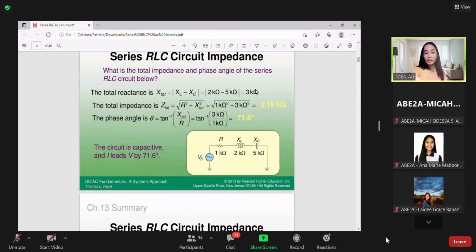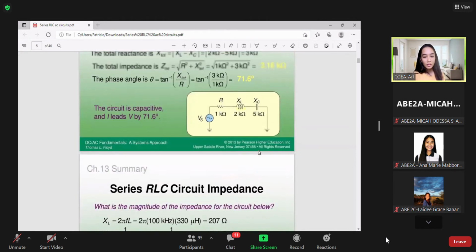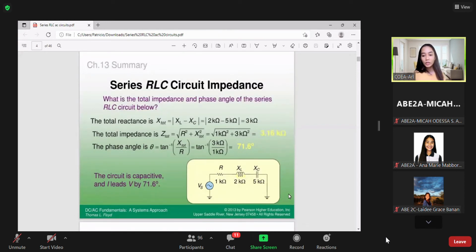This is the detailed solution or the long method. Or you can just simply use the complex mode in our calculator. Ma'am, how do you come up with the 3 kilo or 3,000i? Actually, the 3,000i is just the combination of our reactances, so it's an absolute value. Then just add the imaginary i or j in the calculator, and just input it, and that's it.